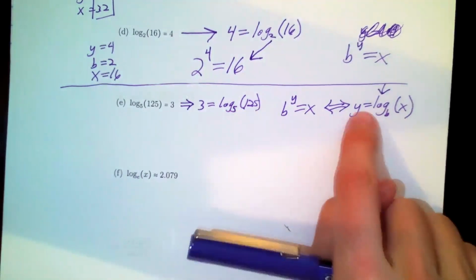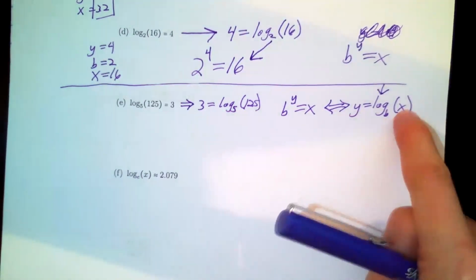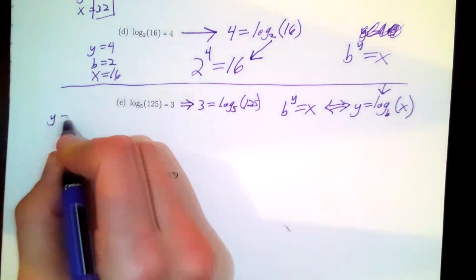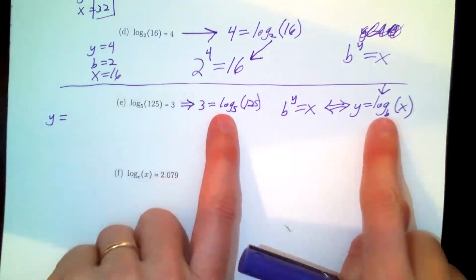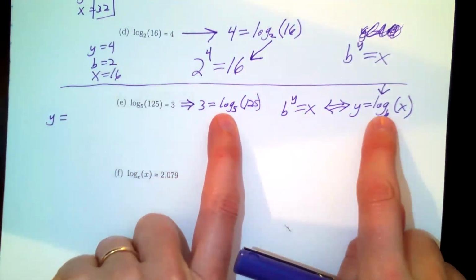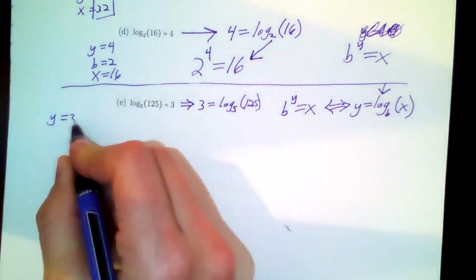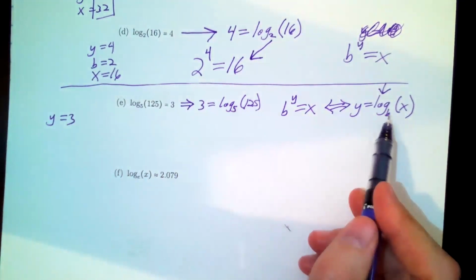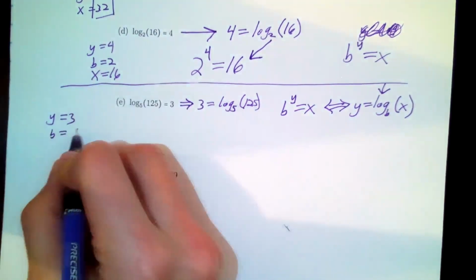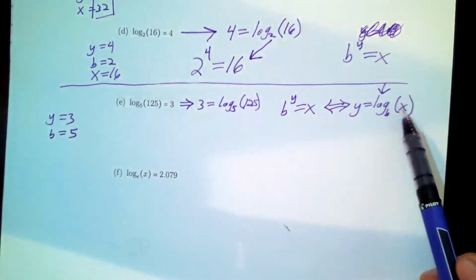Let's label what is my y, what is my b, what is my x. So you might make a running list over here. If I compare this log to that log, what is in my y position? In my y position is the number 3. What is in my b position? My b position is 5. And what is in my x position?